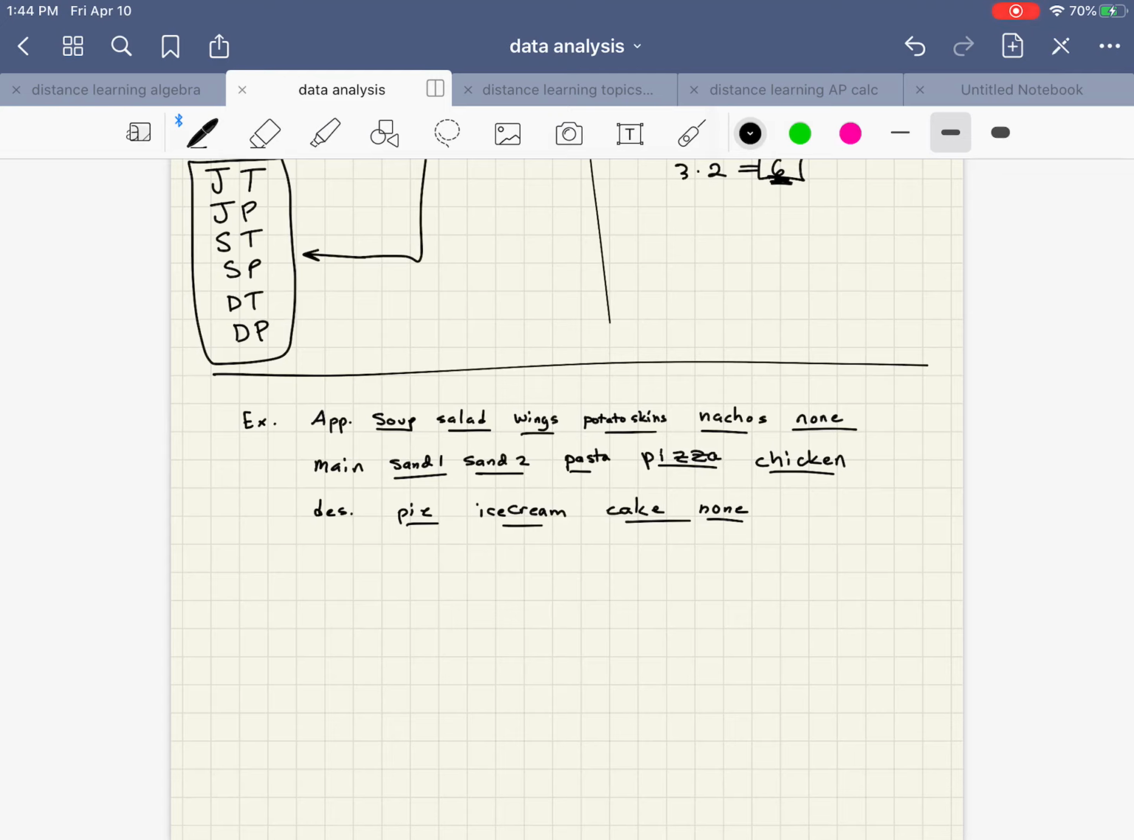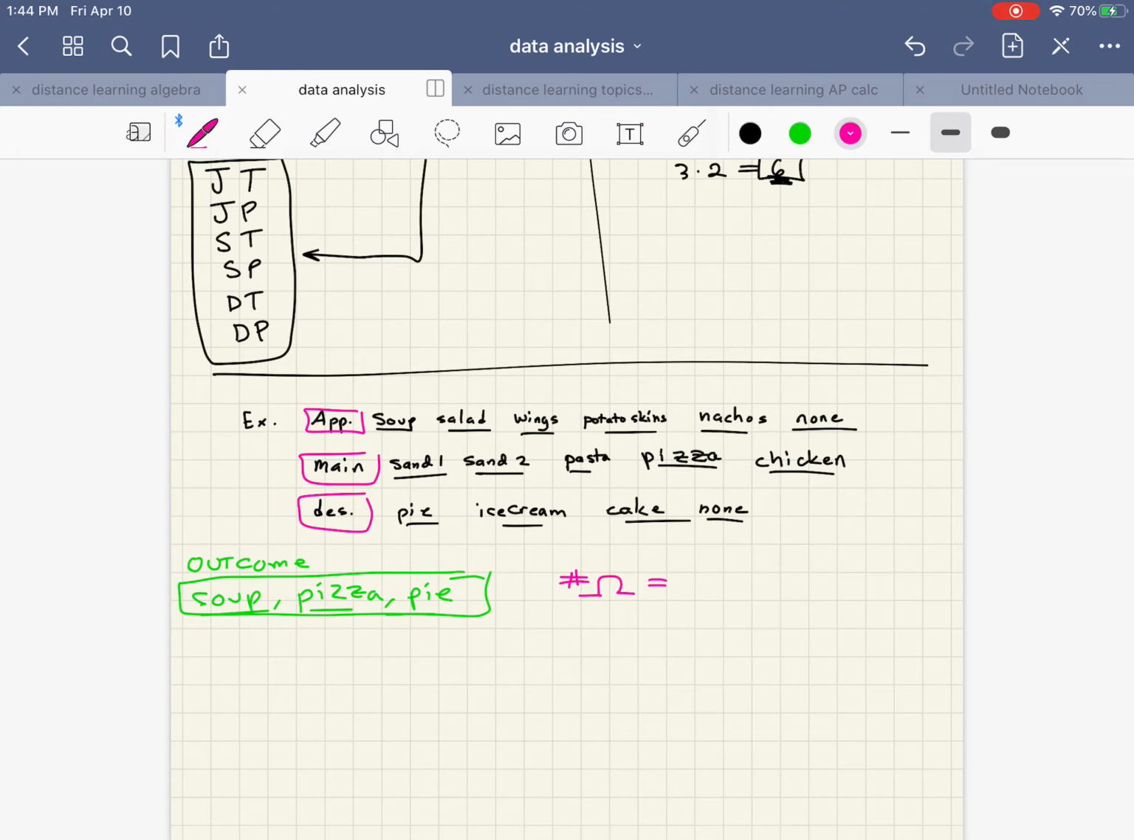Now imagine writing out all the combinations. You could look at maybe an example of an outcome. It might be soup, pizza, and pie. That is one outcome. But this is really about the fundamental counting principle. So all we really need to know is how many are in the sample space. So the number in the sample space is going to be equal.